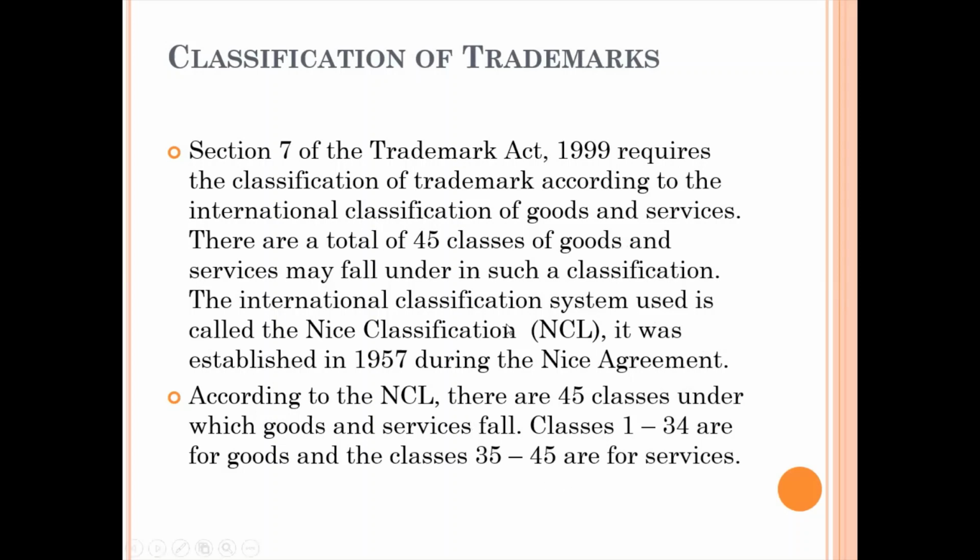The international classification system used is called the NICE classification, or NCL. It was established in 1957 during the NICE Agreement. According to the NCL, there are 45 classes under which goods and services fall. Classes 1 to 34 are for goods, and classes 35 to 45 are for services. These are the classes. So this is all for this class.